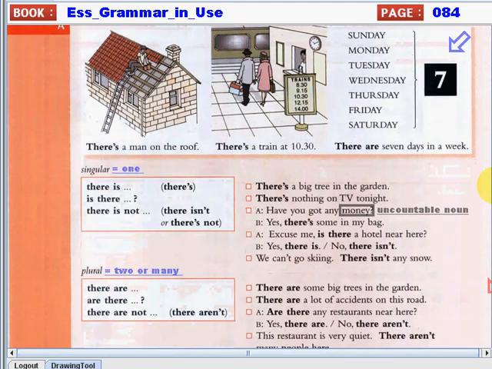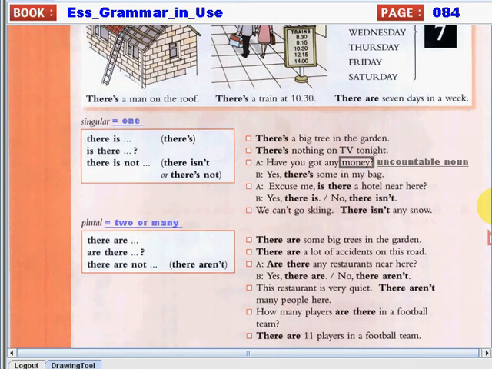Let's go now to the second box, for plural form. There are and there are not are the phrases you can use in a plural form. There aren't is a contraction of there are not. Let's read the examples for this box. First, there are some big trees in the garden. We used there are because of big trees.